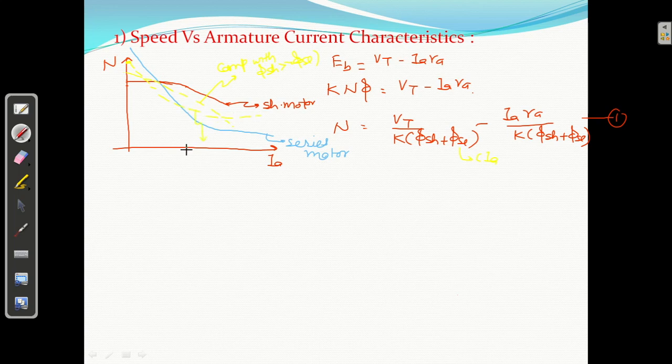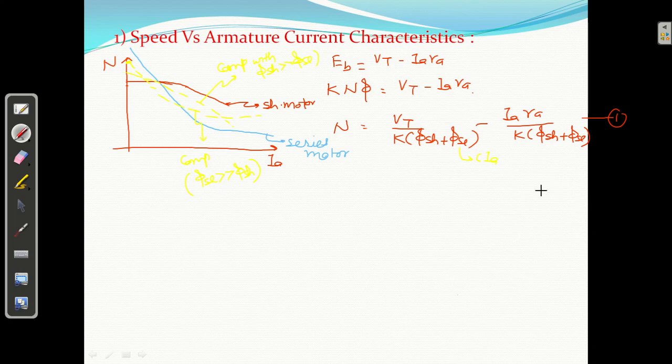This is compound motor, but phi series is more stronger than the phi shunt. So be careful. If shunt flux is more stronger, characteristic will be like a shunt motor, but no load speed will be more and drooping will be more. Clear? If series flux is more stronger than the shunt, characteristic will be like a series motor, but no load speed will be less than the series motor and drooping will be less. Okay, so this is the characteristic we have, called armature speed versus armature current characteristic.